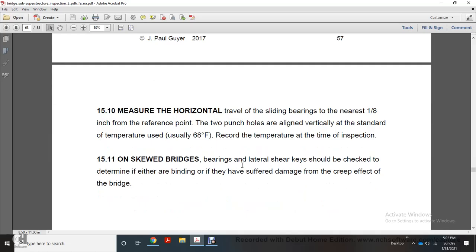For skew bridges, the bearings' lateral shear keys should be checked to determine if the bonding has suffered damage from the creep effect of the bridge.